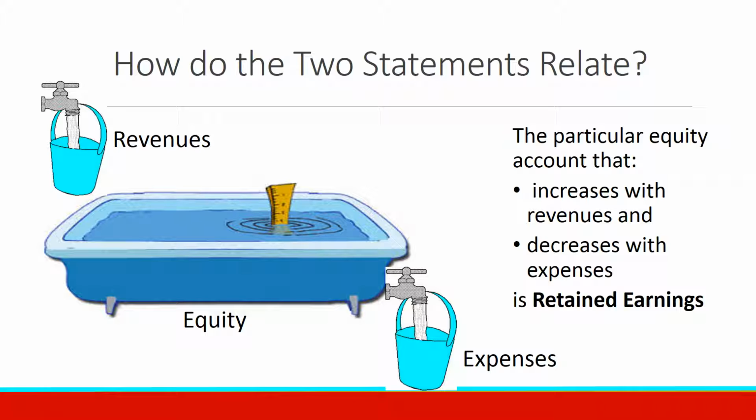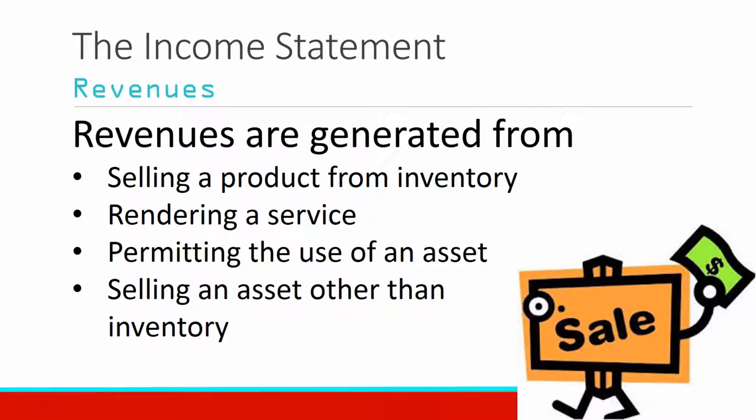And one of the main ways that equity decreases is through the costs that are incurred, or expenses, and you can see that depicted in the outflow coming out of the bathtub into the bucket labeled expenses. So now let's look at the various forms of revenues.